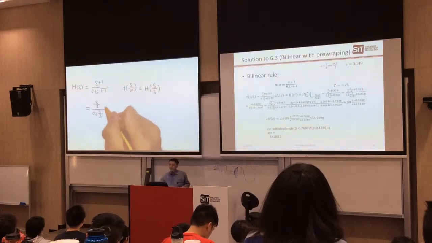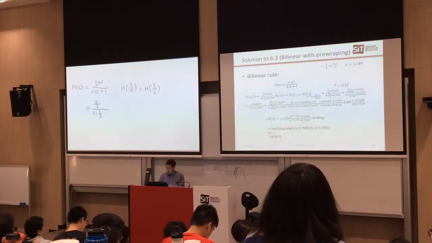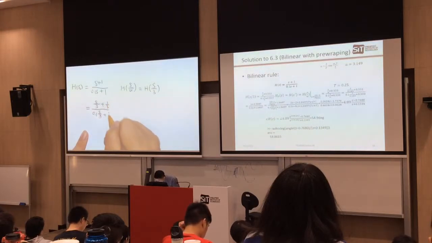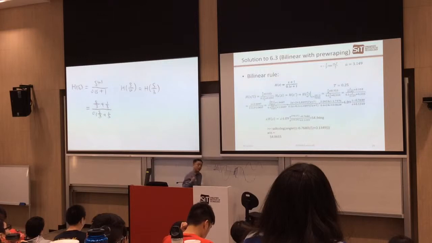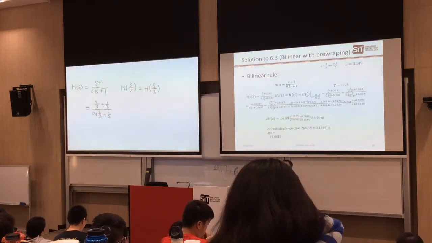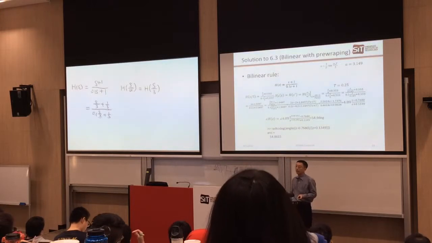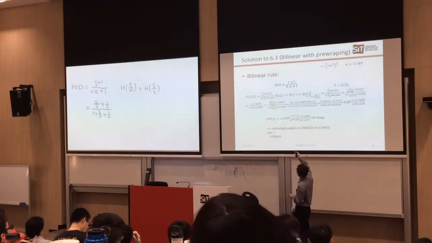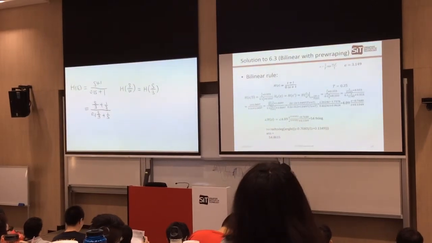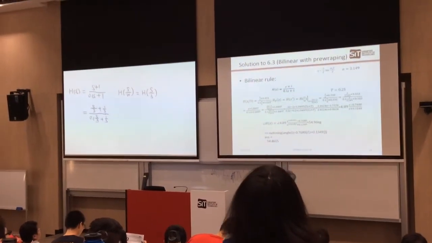Is this still plus 1? No more plus 1, right? Because this one you divide by 3, this one you also need to divide by 3, to make sure these two are equivalent. Your transfer function at this step, they must be equivalent. Are they equivalent now? They are equivalent, right? They are equivalent.